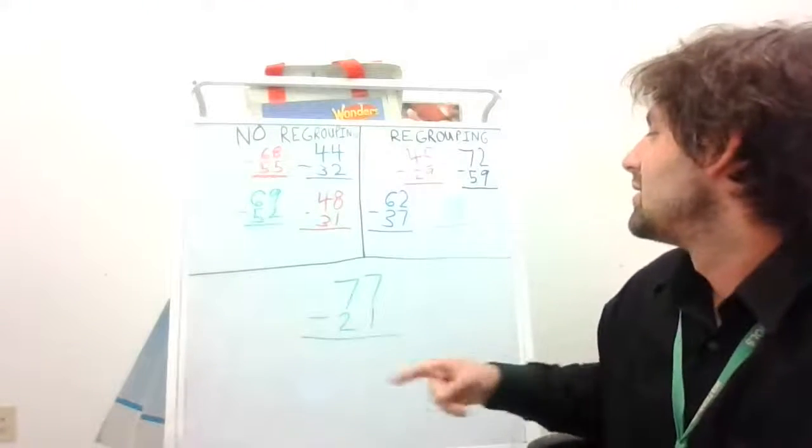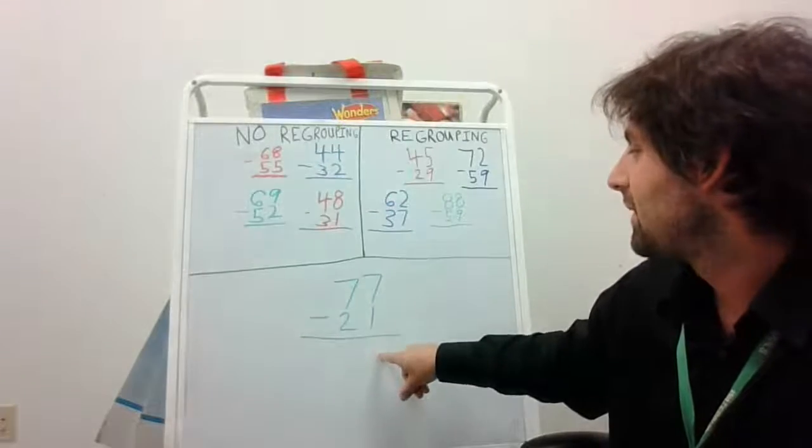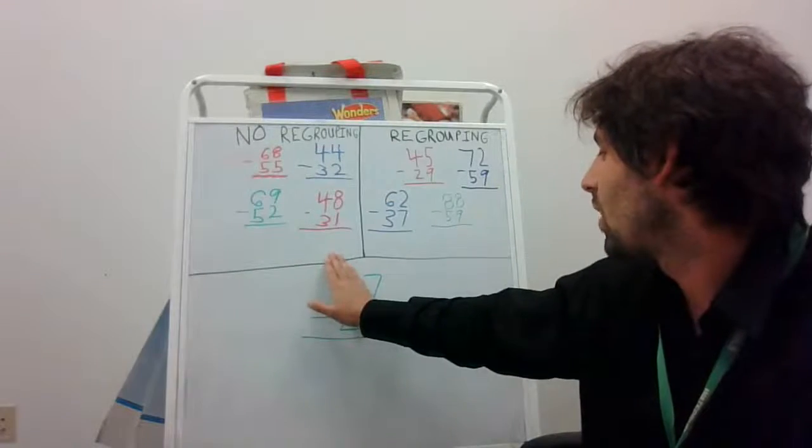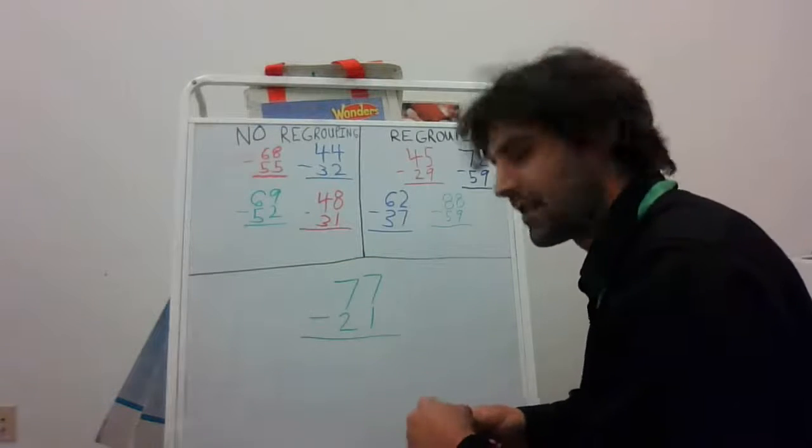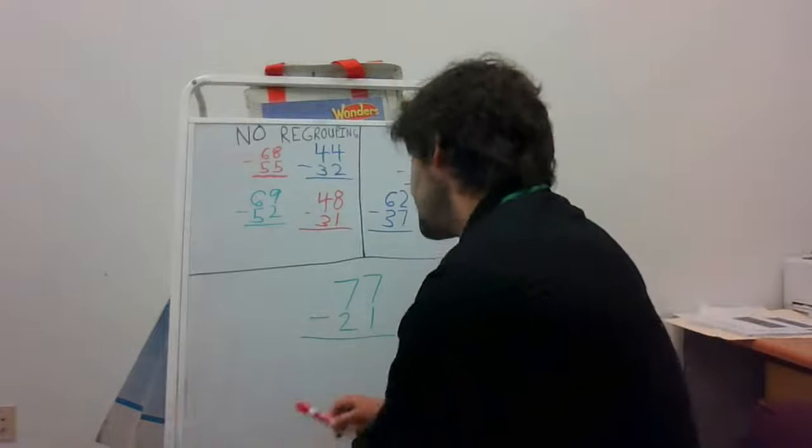All right. 77 minus 21. So 7 is bigger than 1. 7 is bigger than 2. So this is going to go in the no regrouping category. We do not need to regroup.